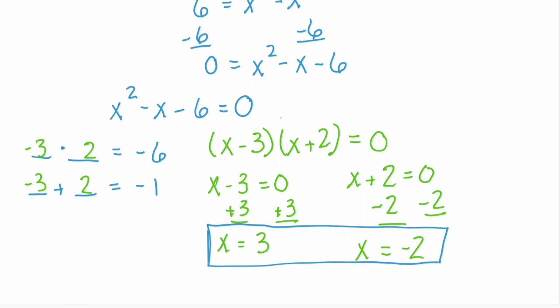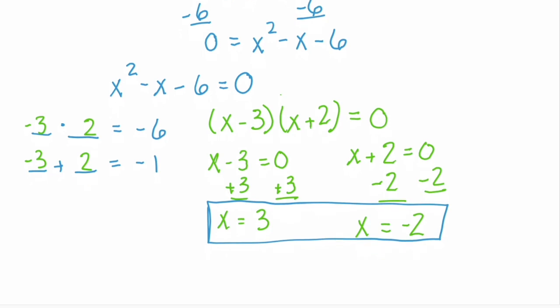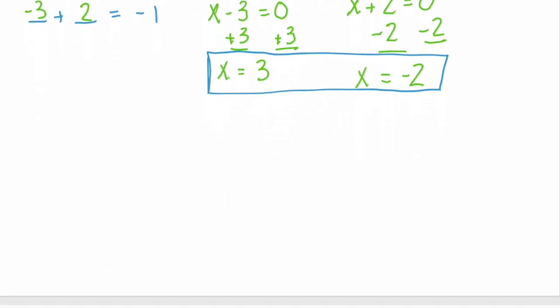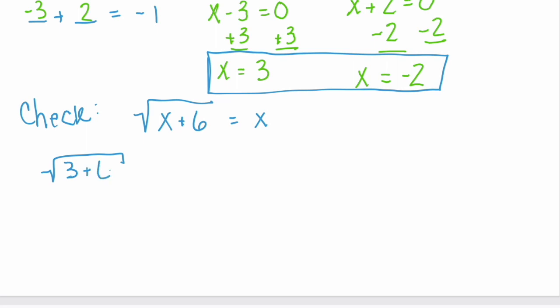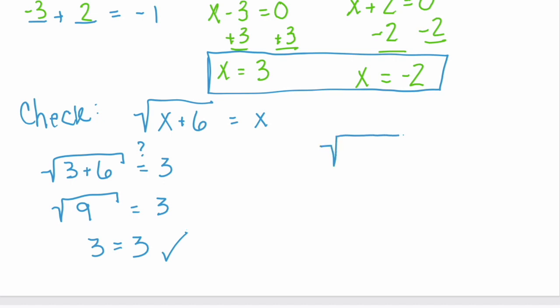I say possible because we always need to check and verify that they actually work in our original equation. So we're going to perform our check now. And we're going to plug each of these into that original equation, the square root of x plus 6 equals x. So our first, x equals 3, we would have the square root of 3 plus 6. And does that equal 3? That's what we're checking. Well, the square root of 3 plus 6 is the square root of 9 equals 3. And the square root of 9 is 3, so 3 equals 3. That checks.